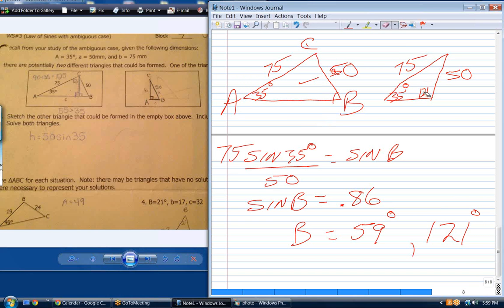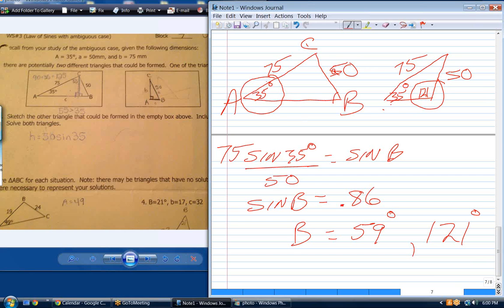Now one thing that might be a little confusing to you, it was confusing to me the first time I looked at this, was that the rules say that you only have to consider the ambiguous case if that angle is less than 90 degrees. And yet, one of the triangles that gets created has an angle of 121 degrees in it. Does not matter. Don't let that confuse you.